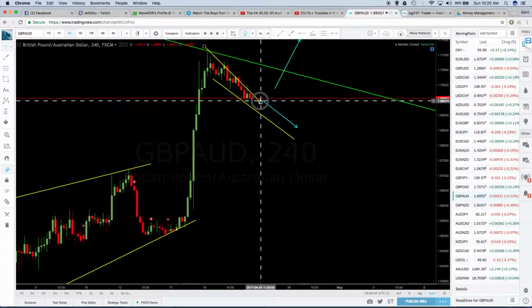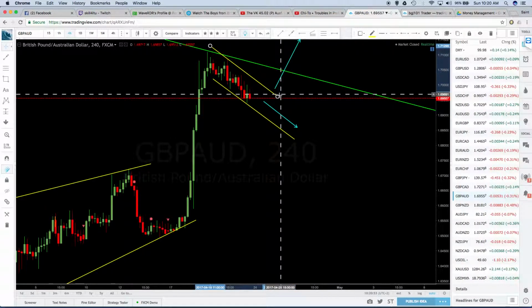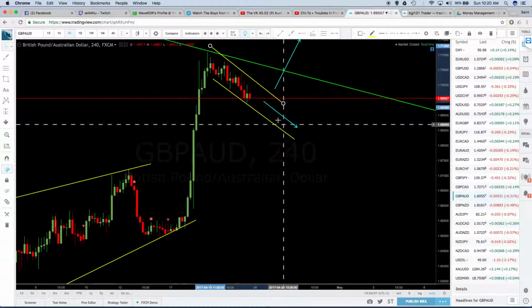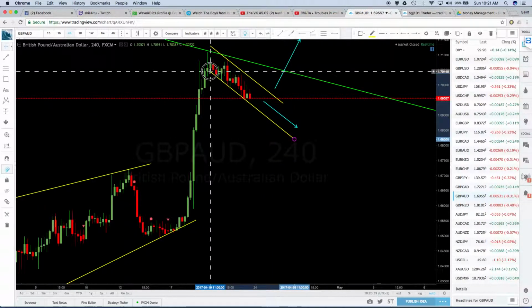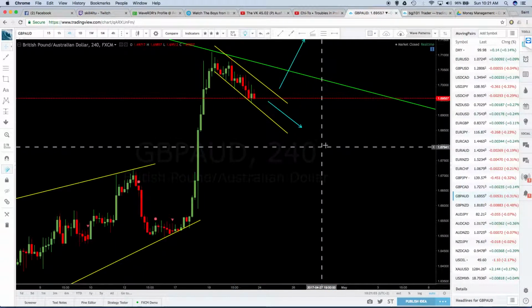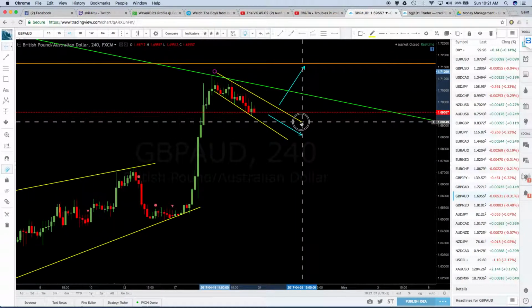GBP AUD has given us a nice pattern to look at. So we have a nice flag right now, and we're just waiting for it to give us the indication that it is done moving down, and we'll look for the bounce or the break.